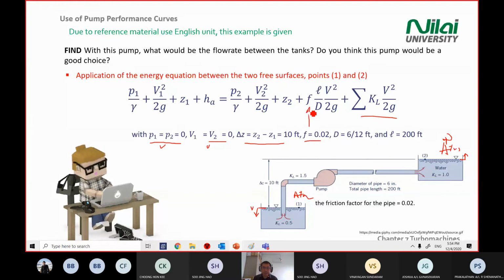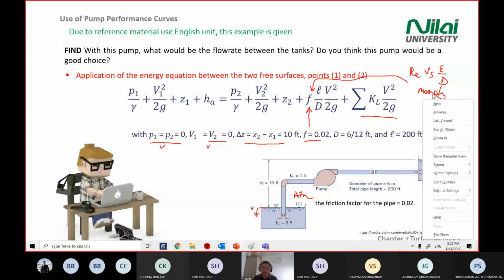Friction factor is given. If not given, you need to read f from the Moody chart, by using the Reynolds number versus the relative roughness in the Moody chart. So the Moody chart gives you the f value, or there's also a Moody table.